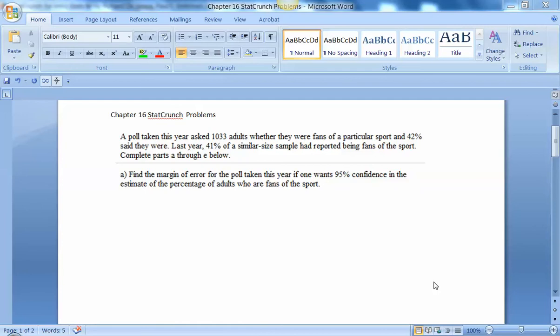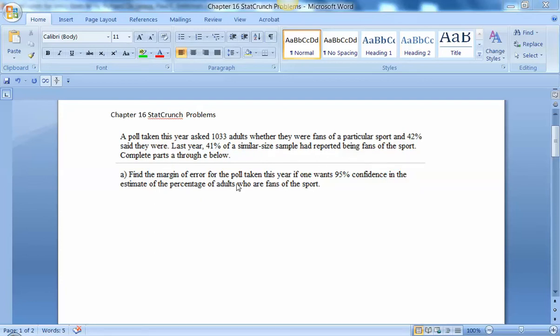Chapter 16. This is the first time that we're doing inferential statistics, and we're learning how to create confidence intervals for proportions. So the first question I'm going to look at is a poll taken this year that asked 1,033 adults whether they were fans of a particular sport, and 42% said they were. Last year, 41% of a similar size sample reported being fans.